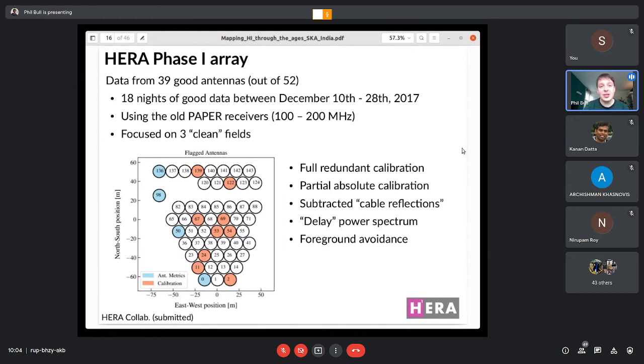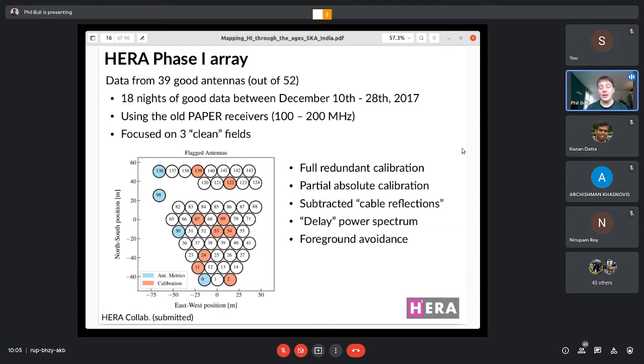We did a couple of initial seasons of data acquisition. This was actually using just a small corner of the array that had already been constructed and instrumented with the old receivers from the paper array. So this is before we had those nice Vivaldi feeds that I showed you earlier. So we're using the old paper receivers just to get up and running. So they have a slightly narrower bandwidth. They only cover about 100 to 200 megahertz, although still that's a pretty good redshift range for us.